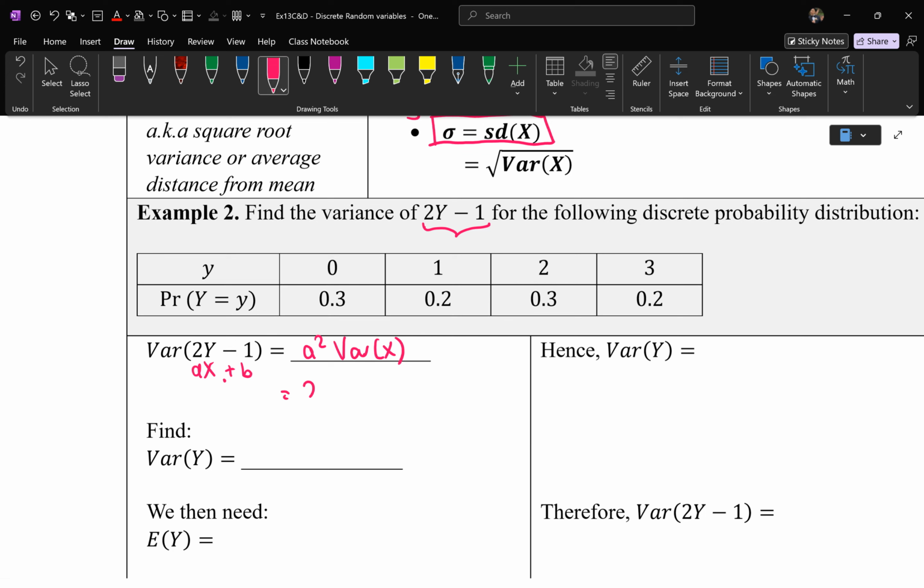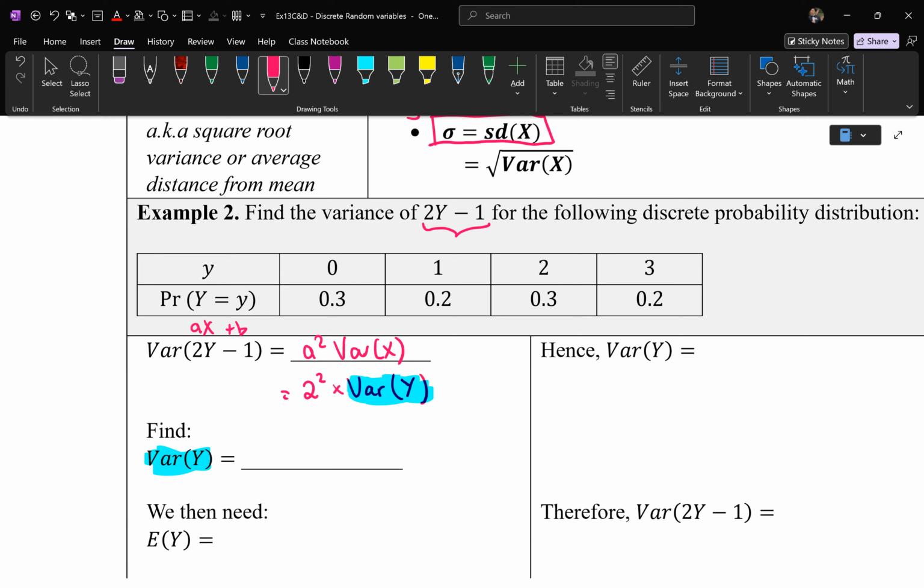I'll just write it like this. 2 squared times the variance of y. So at the moment, I don't know what the variance is. This is your ax plus b. I'm just using the formula. At the moment, I need to find this. This is what I don't know. 2 squared I do know. That's 4. How do you find the variance of y? So you go back to the formulas that I've given to you. You've got a theoretical formula, and you've also got a computational one. When you get to this step, do the computational.